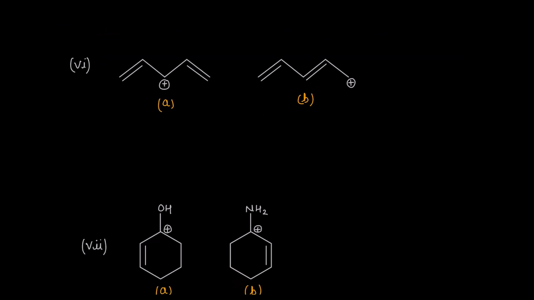In question number 6, we have a mix of linear as well as cross conjugation. So we know from GOC that linear conjugation is more stable than cross conjugation when the number of pi bonds is similar. So here we have 2 pi bonds in both of them. So we can say that this is linear conjugation and this is cross conjugation.